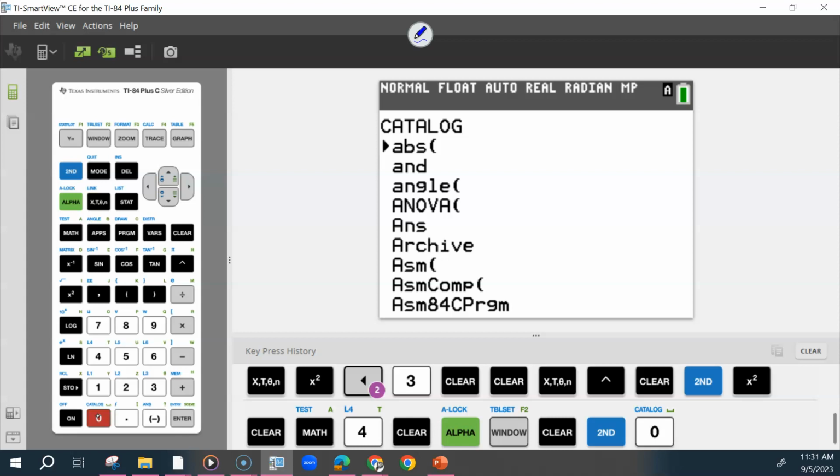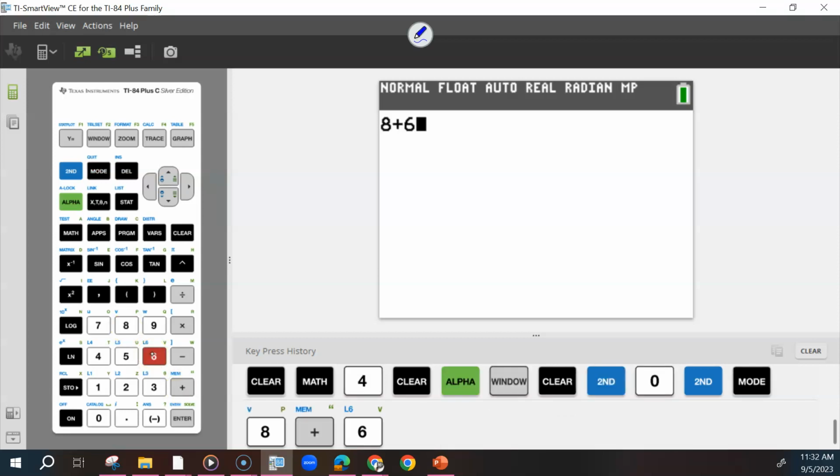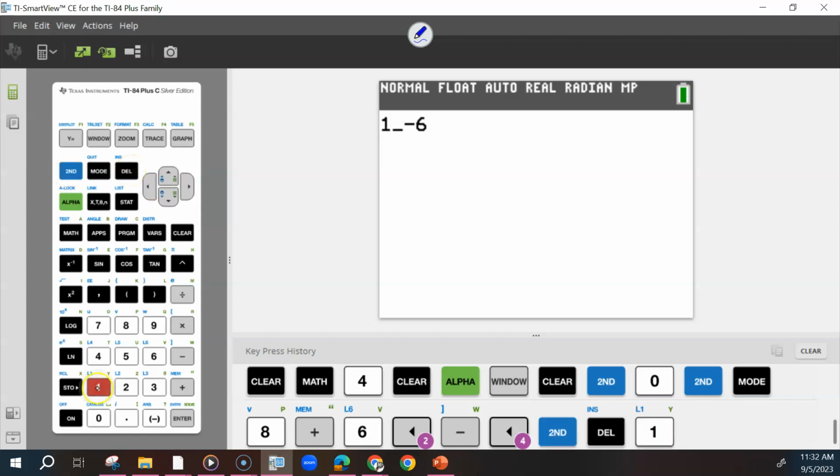So I'm going to go back home, second mode, and type in something random, like 8 plus 6 7. Let's say I really wanted this to be minus. I can scroll over to the left and just type directly on top of it to change it. I don't have to clear out everything. Let's say I also meant to make this 18 instead of 8. I can go all the way over. This DEL button is delete, but it's also insert. So if I hit second DEL, I can put in numbers.